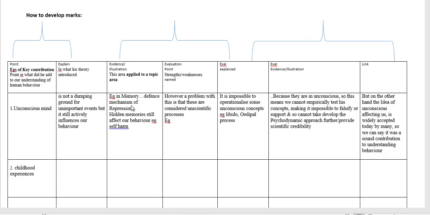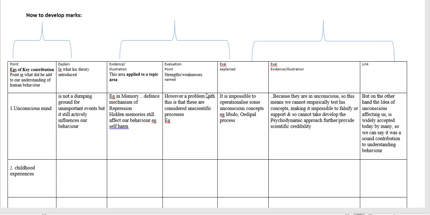Okay, so here we can now start to introduce topics. For example, maybe memory. Let's say the defense mechanism of repression. Okay, so the idea that hidden memories are still affecting our behavior. For example, it's possible that somebody self-harming may have something deep in the unconscious, which they're not aware of, but which is still causing them a lot of angst, a lot of upset. And their behaviors may be shown in, for example, self-harm or addiction, something like that.